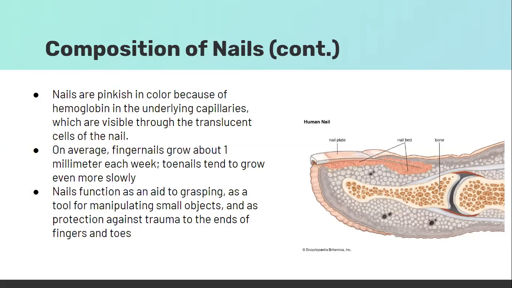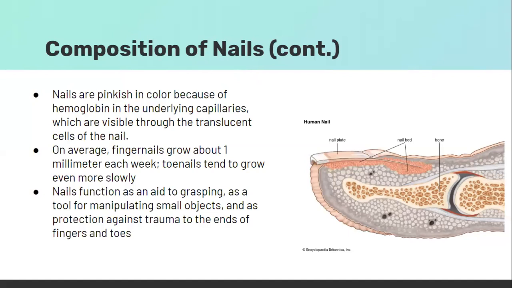And nails function as an aid to grasping, so it makes it easier to grab things. It's a tool for manipulating small objects. Like when you do a domino chain and you knock over one and all of them fall, your nails help you grasp the domino and put it very carefully in the spot it's supposed to be. So it's a good tool for manipulating really small, delicate objects.